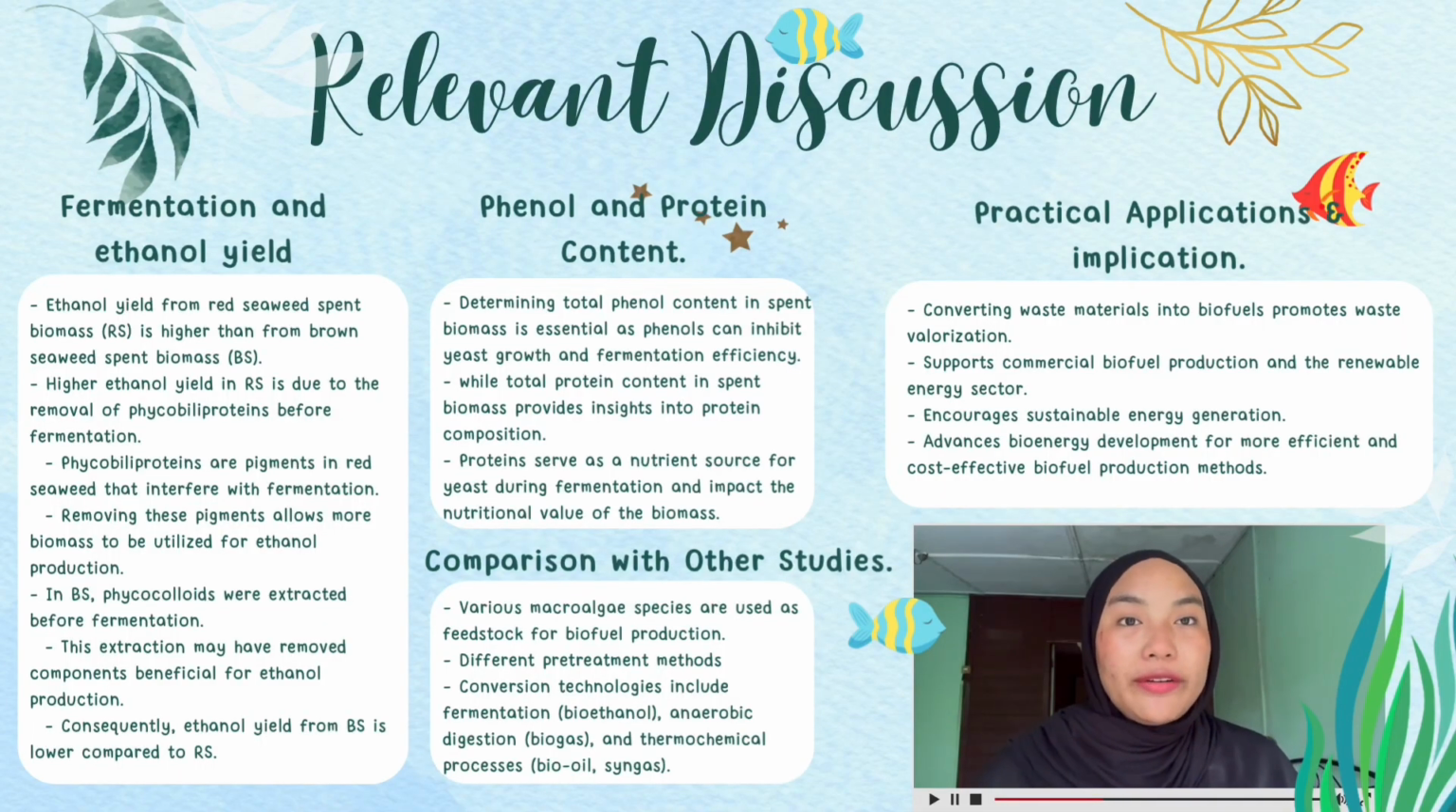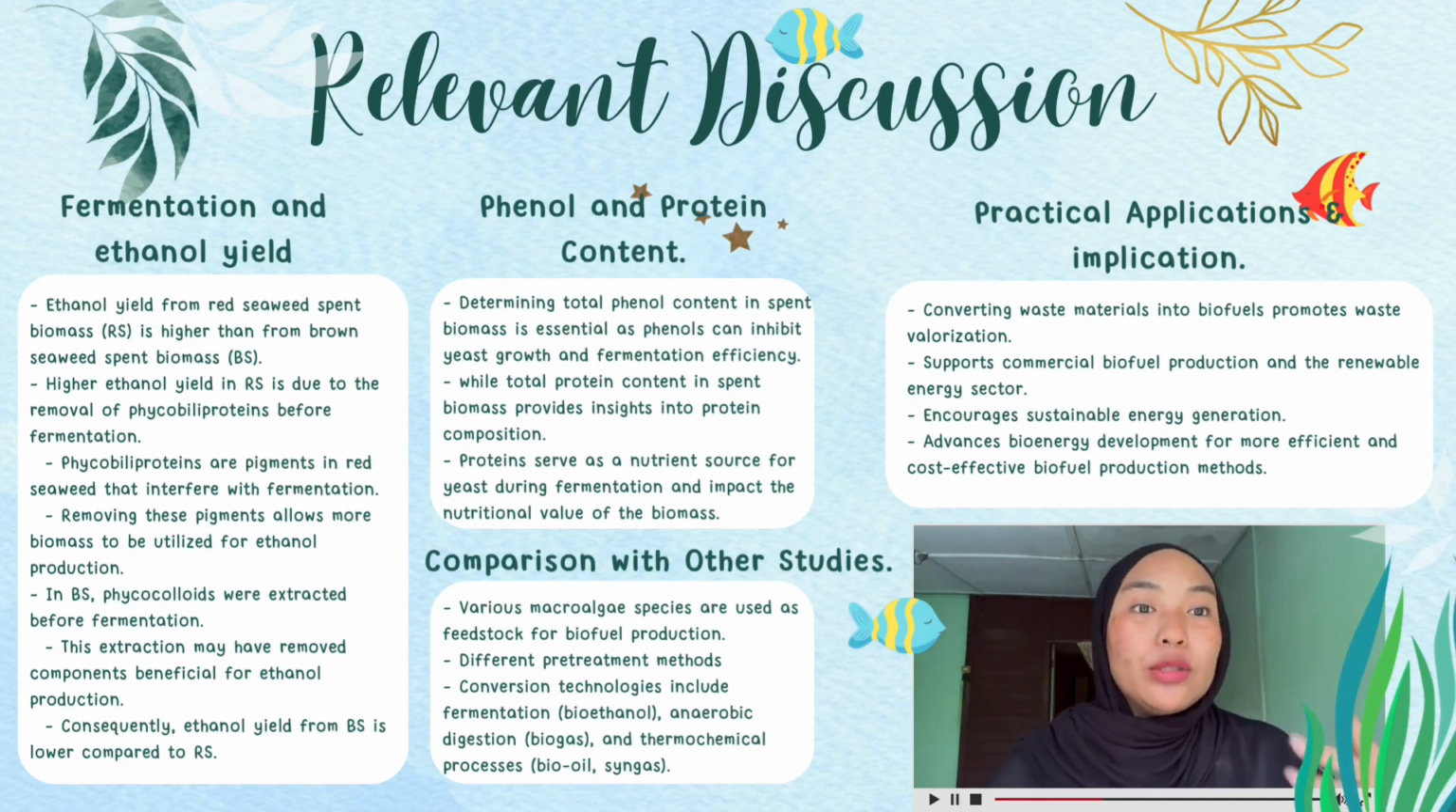So now let's continue with relevant discussion. First, the fermentation and ethanol yield. The ethanol yield from the red seaweed spent biomass was observed to be higher than brown seaweed spent biomass. So actually, before fermentation, they extracted the phycobilin because phycobilin pigment in red seaweed can interfere with fermentation process. By removing this pigment, more biomass can be utilized for ethanol production, leading to a higher ethanol yield.